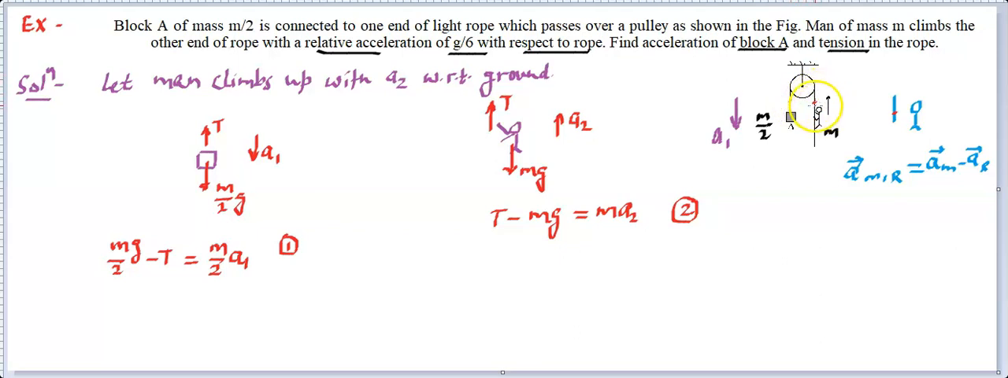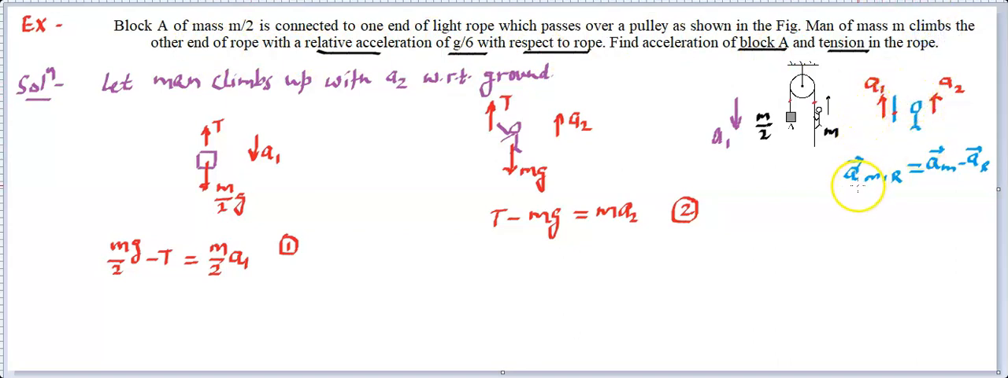So this rope will be moving upward, because we considered the other side downward, and it will have the same acceleration a1. So this is the acceleration of rope. And what is the acceleration of man? We have assumed the acceleration of man a2 upward, so the man moves in the upward direction with acceleration a2. These are with respect to ground, and it has been given that g by 6 is with respect to rope, and it's moving up. So that means every vector is in the upward direction.